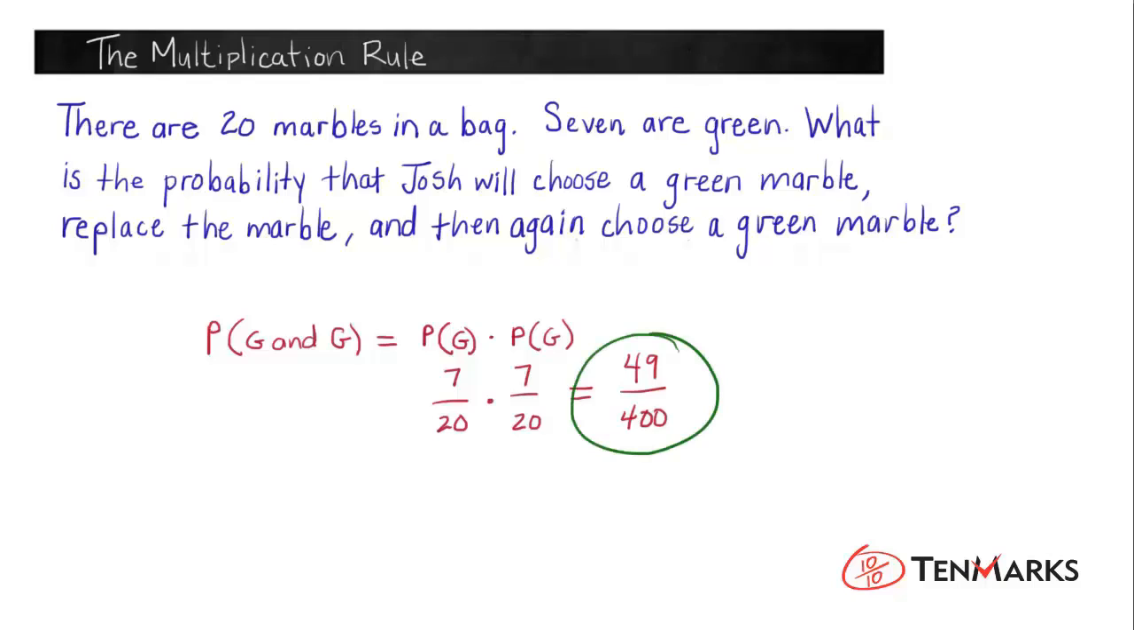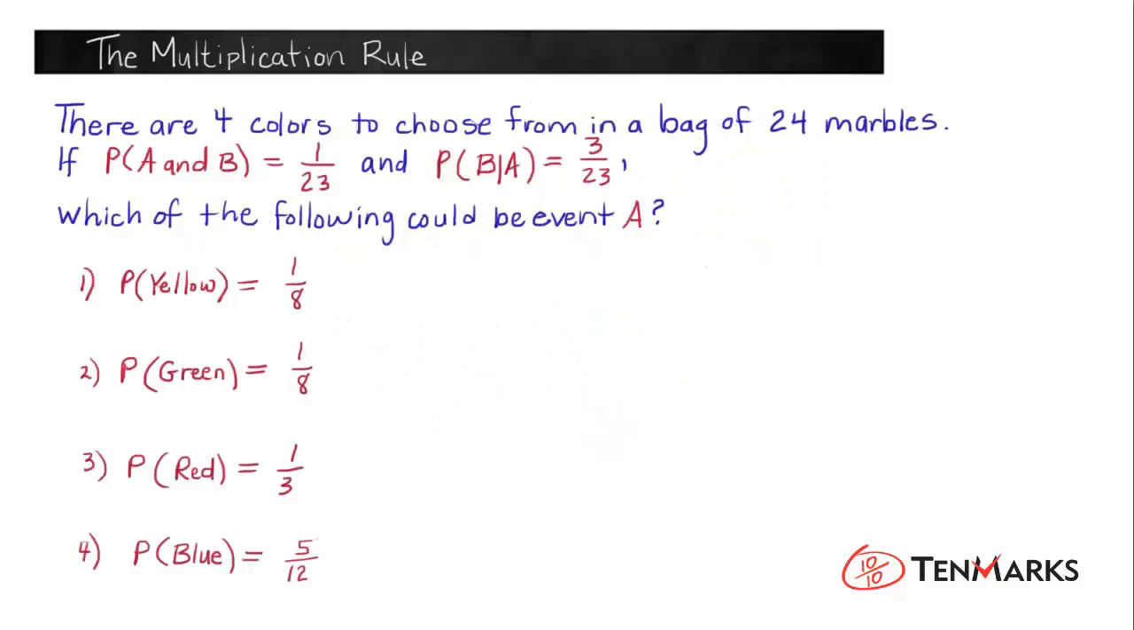Let's take a look at one more problem, and this time we'll use some algebra to find the probability. There are 4 colors to choose from in a bag of 24 marbles. If the probability of event A and B happening equals 1/23rd, and the probability of B happening given A equals 3/23, which of the following could be event A? Now we don't know if event A is drawing a yellow, a green, a red, or a blue marble, but I think we can figure it out using our formula and the two numbers that we have for events A and B.